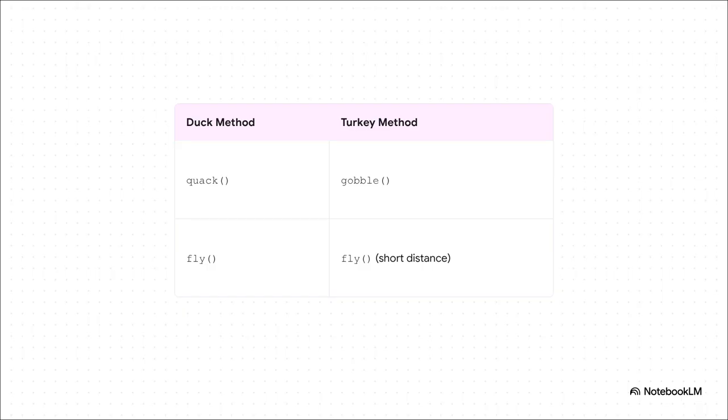Just look at the slide. The interfaces simply don't match up. Your system expects to be able to call a quack method, but a turkey only knows how to gobble. And yeah, they can both fly, but a turkey just flies in these short little bursts, not like a real duck. The interfaces are similar, but they're just not compatible.